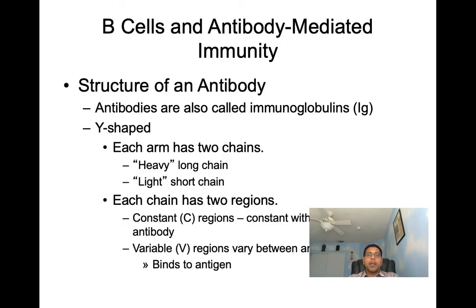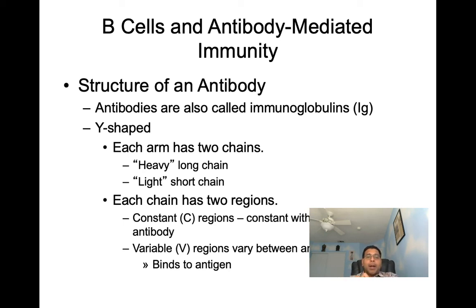Next, then, let's talk about our antibodies. Antibodies are also called immunoglobulins, abbreviated Ig. Immunoglobulins are Y-shaped molecules with two arms. Each arm is going to have a heavy, or we can call it a long, polypeptide chain, and a light, or we can say a short, polypeptide chain, and an antigen binding site.